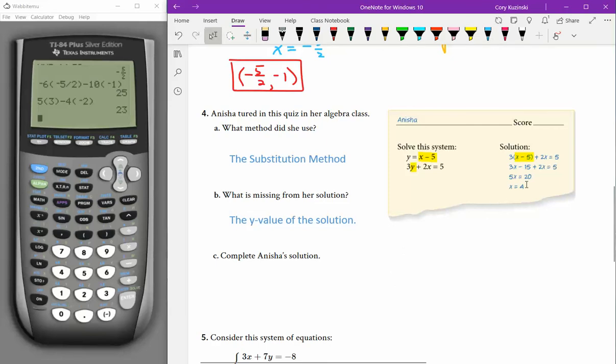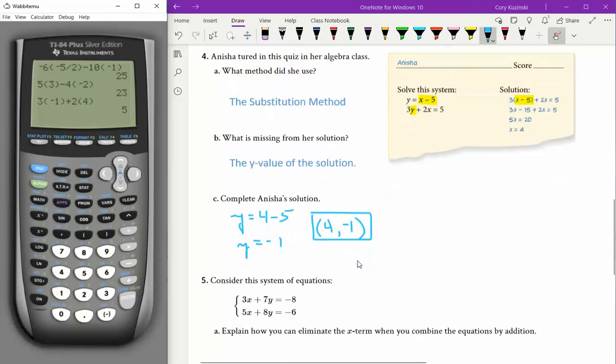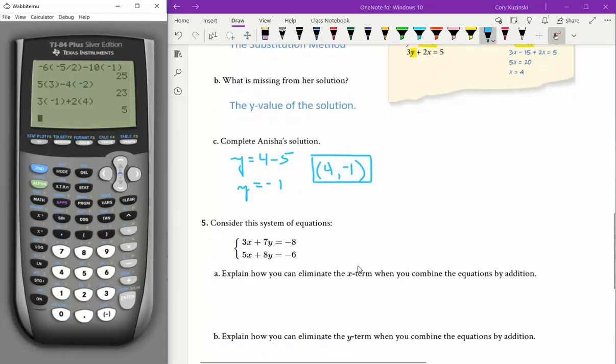Okay, so she already found that x is 4. We just need to figure out what y is. Y is x minus 5. So y equals x minus 5. So y equals -1. So her solution is 4, -1. And let's plug it into the second equation just to make sure. Let's do 3 times the y value, -1, plus 2 times the x value, 4. And this should give us 5. It does, so we know we've helped Anisha get the correct answer.